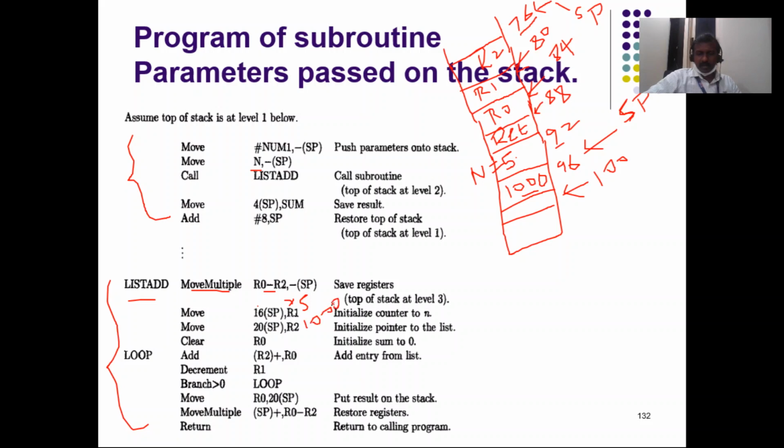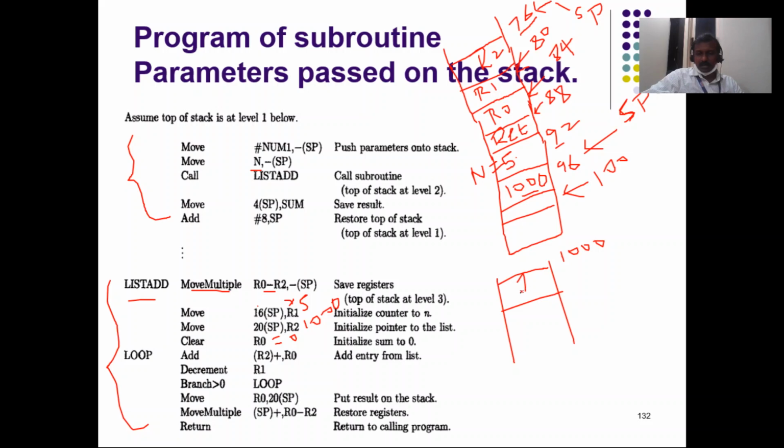Clear R0. R0 becomes 0. Then we add R2 plus R0. What is R2? R2 is 1000. The content at location 1000 will be added with R0. Say the content at location 1000 is some number, say it is 1. Then 1 will be added with R0.